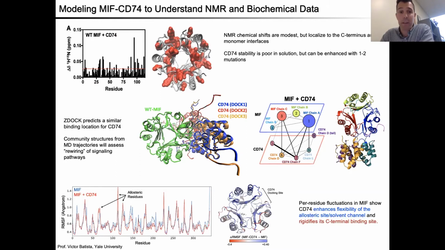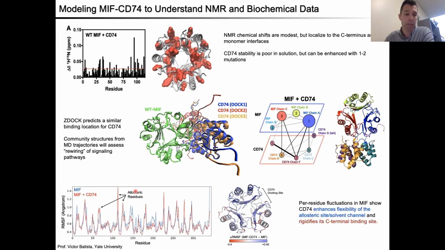It turns out those perturbations localize around the trimer to areas that we would expect at the C terminus in between the interface of the monomers. However, we're working on optimizing those data for NMR. In the meantime, we've been predicting structures of the complex via docking and simulation, looking at energetics of different orientations of the CD74 receptor on MIF, and using community network analysis via MD simulations to try to understand how crosstalk between different regions of the MIF protein, which we've characterized in the previous slides, is rewired in the presence of CD74.